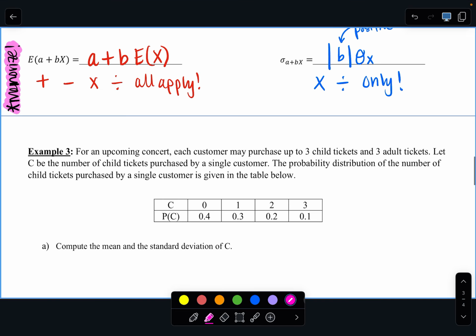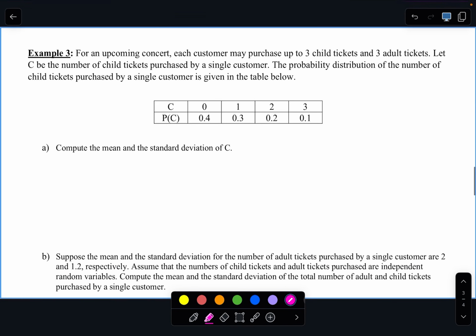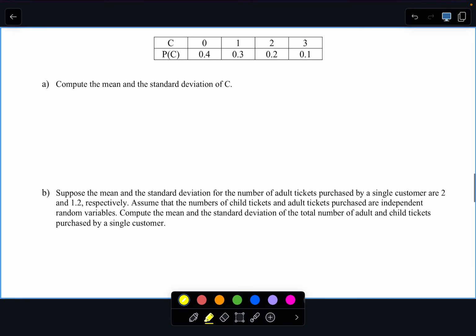Okay, let's run through 2 examples and see how they could actually ask these questions. So we have an upcoming concert. They're purchasing tickets for children and adults. They're letting C be the number of child tickets purchased by a single customer. So remember, random variables have to represent a numerical outcome. So I can either buy 0 tickets for children or I can buy up to 3. The probability distribution of the number of child tickets purchased is given in the table below. Compute the mean and standard deviation of C.